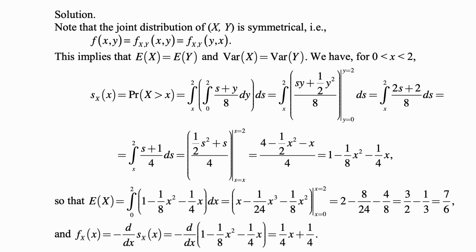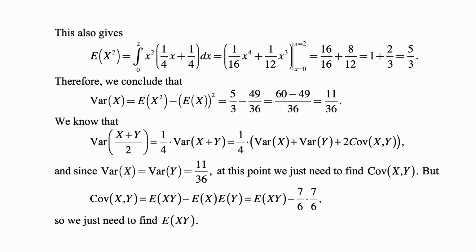And then the negative of the derivative of the survival function is the density of X, and that turns out to be 1/4 of x plus 1/4. And this also gives the second moment of X as the integral from 0 to 2 of x squared times (1/4 x plus 1/4) dx. So that's 1 over 16 x to the 4th plus 1/12 x cubed, evaluated from x equal to 0 to x equal to 2. That's equal to 16 over 16 plus 8 over 12. Because at 0 the value is 0, that's 1 plus 2/3, or 5/3.